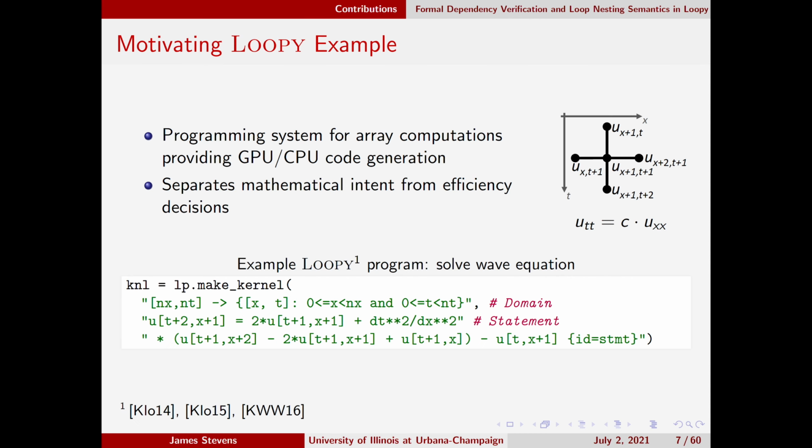I'll first give a quick example to introduce our programming system and also motivate the rest of this contribution. Loopy is a programming system for array computations that provides code generation for GPUs and CPUs. A key way that it facilitates program optimization is by separating the specification of mathematical intent from efficiency or performance decisions, and it also allows a programmer to avoid dealing with computational minutiae, and you'll see that in this example.